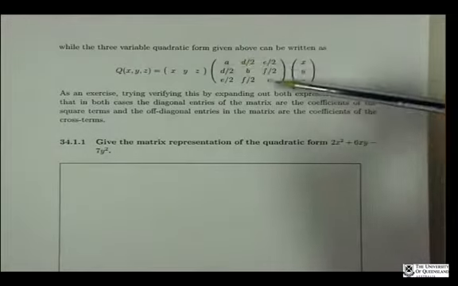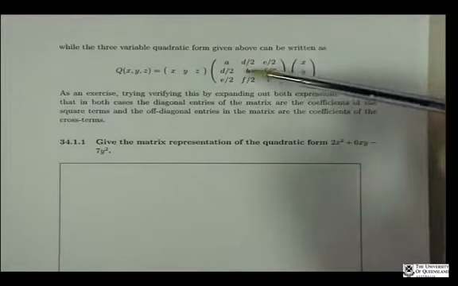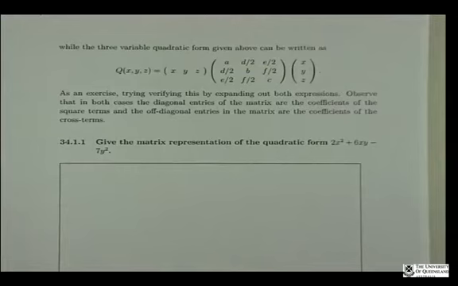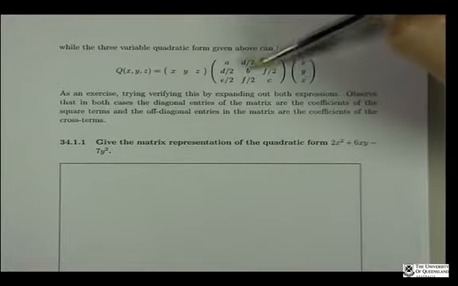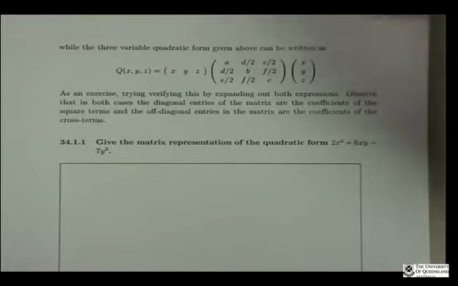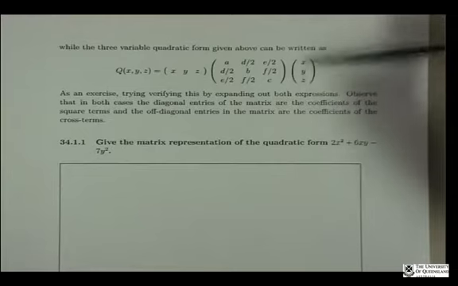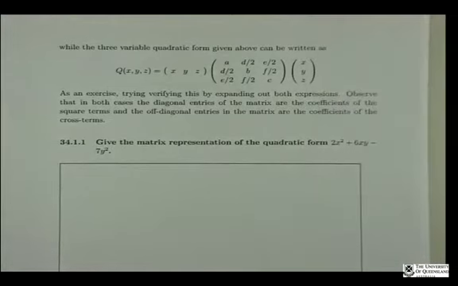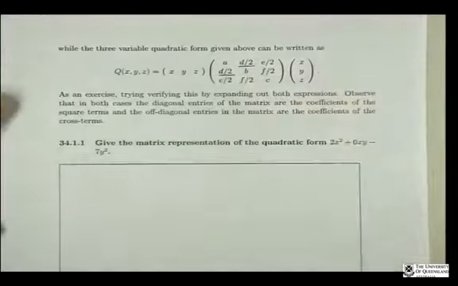So again, regarding the diagonal entries, notice the entries A, B, and C are just the coefficients of the square terms, right? The x squared, y squared, and z squared terms, in that order. And so the order in which they appear on the diagonal corresponds to the order in which I've placed these variables into the column vector here. All right? What about the off-diagonal terms? Well, you can see those too.